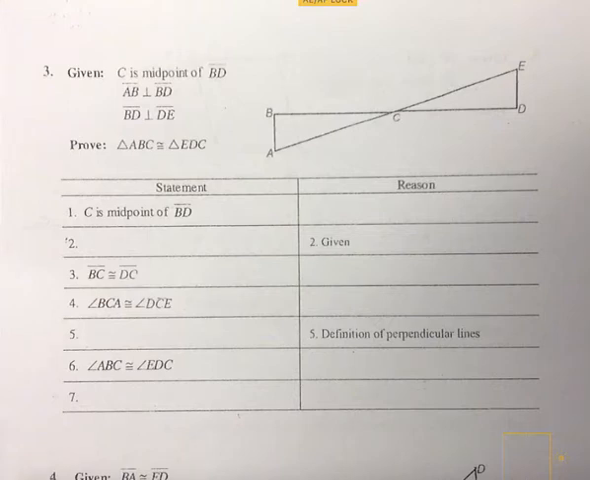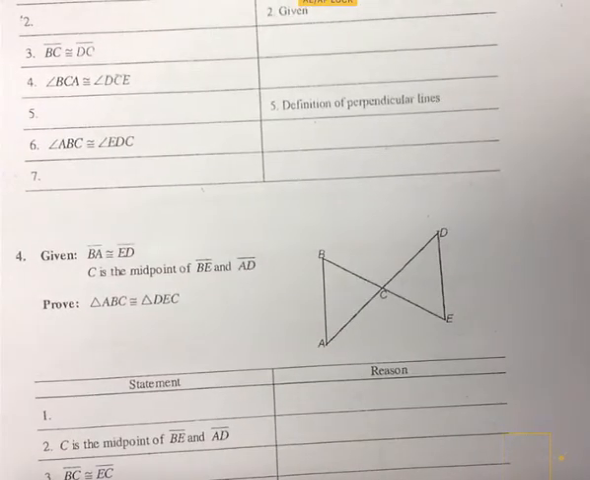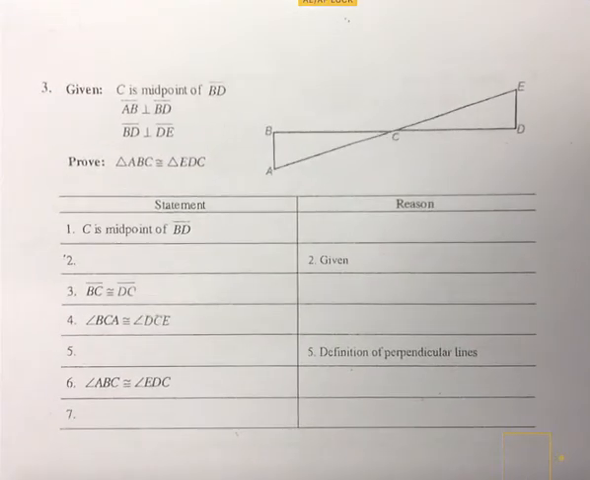This video is on two-column proofs. We're going to be proving two sets of proofs. We're going to be doing two proofs on this video. These proofs are also called step proofs.